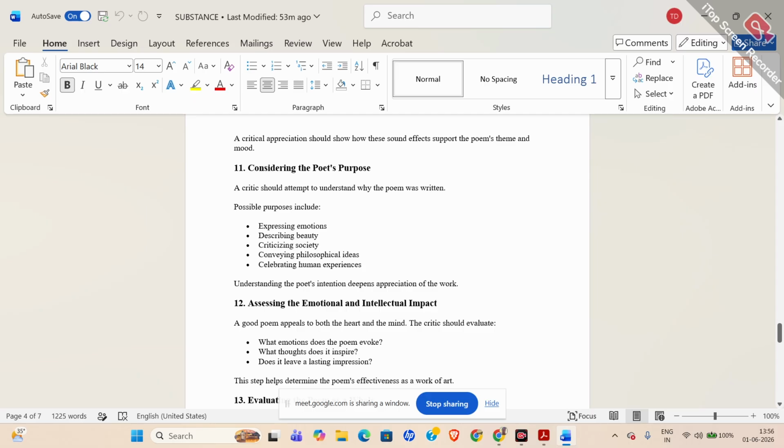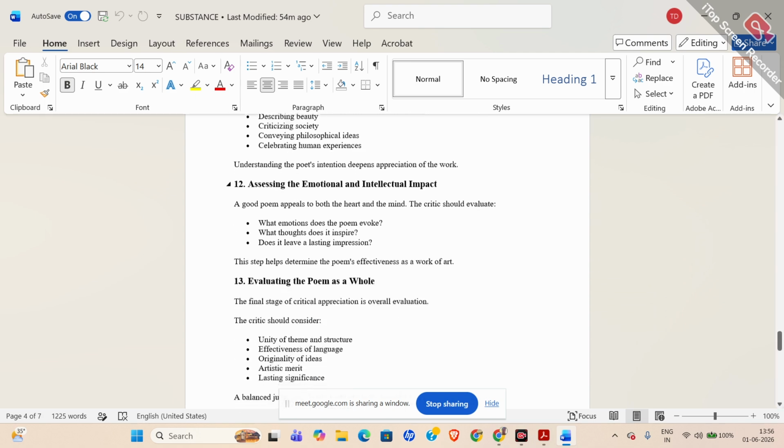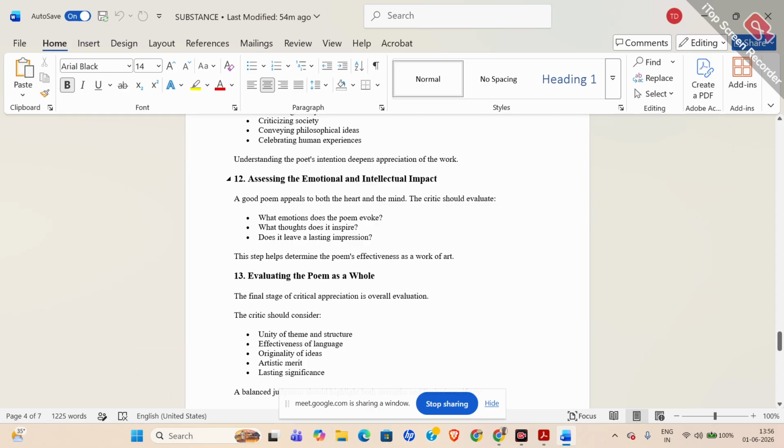Now 11 is considering the poet's purpose. A critic should attempt to understand why the poem was written. Possible purpose is expressing emotions, describing beauty, criticizing society, conveying philosophical ideas, celebrating human experiences. বিভিন্ন কারণে কবিতাটা লেখা হতে পারে. কোনো ইমোশন এক্সপ্রেস করার জন্য, কোনো বিউটিফুল জিনিসকে বোঝাবার জন্য বা ডিসক্রাইব করার জন্য. সোসাইটির কোনো ম্যাল প্র্যাকটিসকে ক্রিটিসাইজ করার জন্য, কোনো ফিলোসফিক্যাল আইডিয়াকে এক্সপ্রেস করার জন্য, কোনো হিউম্যান এক্সপিরিয়েন্সকে সেলিব্রেট করার জন্য। So understanding the poet's intention depends appreciation of the work.